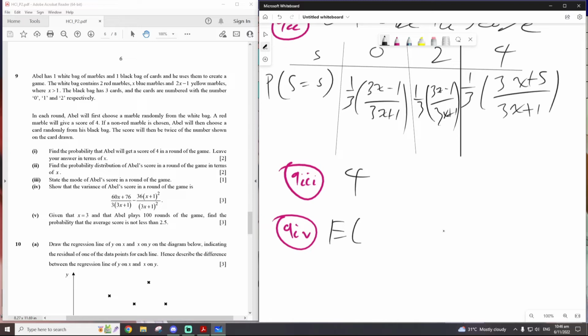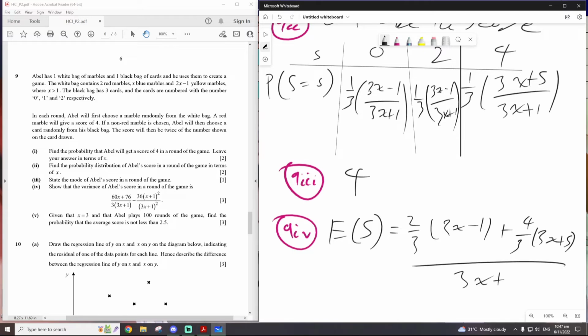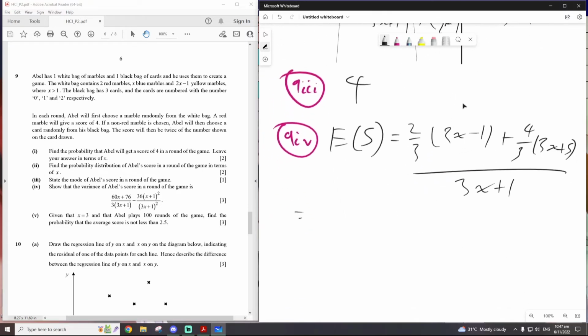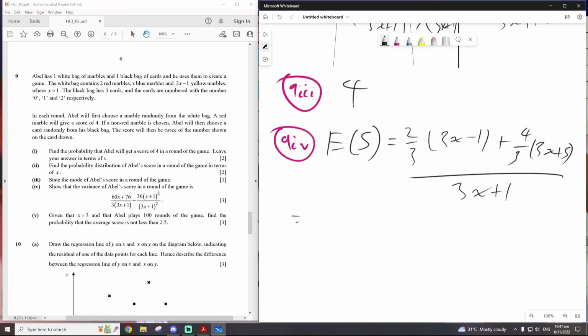So the expected value of S. So what's the expected value of S? So you take, we can ignore the 0. We do 2/3 of 3x minus 1, plus 4/3 of 3x plus 5, divided by 3x plus 1. And this gives us 6x plus 4 then, oh wait no, 9x plus 9.